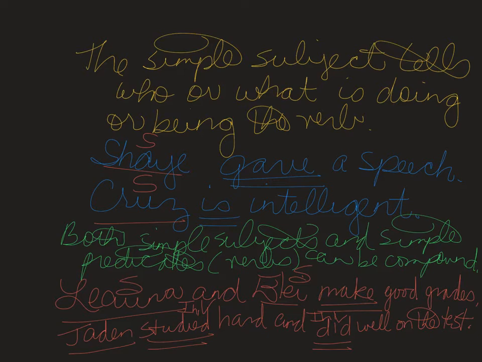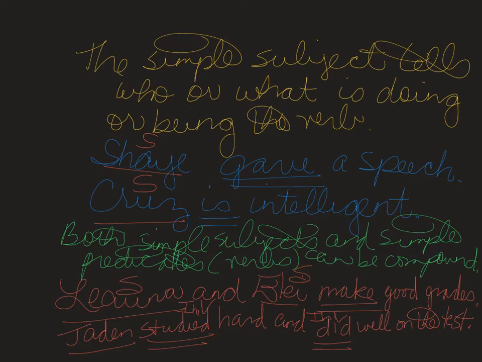All right, both simple subjects and simple predicates or simple verbs may be compound, meaning we can have more than one simple subject in one idea, and we can have more than one simple verb, two or three in one idea. And you could have both compound subjects, meaning a couple of subjects, and compound predicates, meaning a couple of simple predicates in the same sentence. Liana and Ellie make good grades. Here we have one complete idea. This is a simple sentence, only one complete idea with a compound subject, two simple subjects, Liana, Ellie.